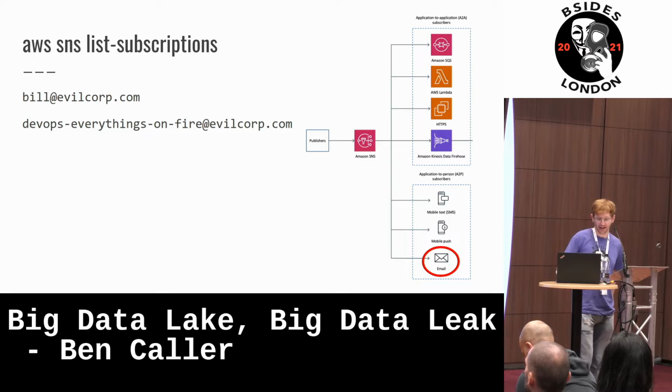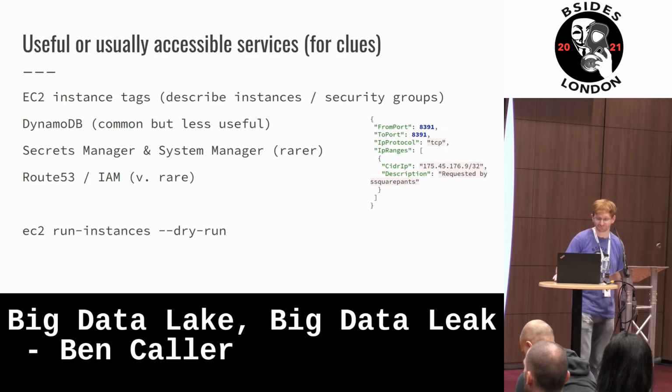Apart from S3, SNS. So you might have an event like monitoring alerts, and on SNS there are subscribers to the event. That could be a Lambda hitting a webhook, sending SMS or email. So if you list the email addresses and they're all from the same company email domain, that's a great clue as to who owns this cluster.